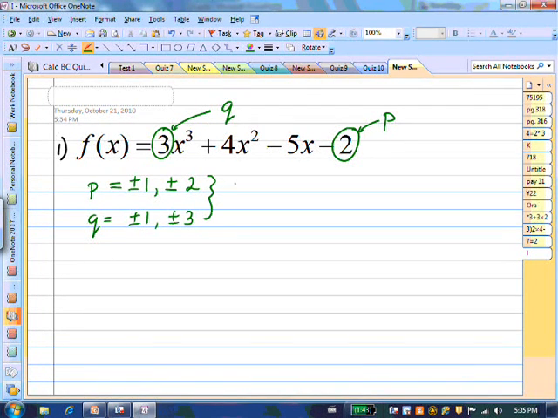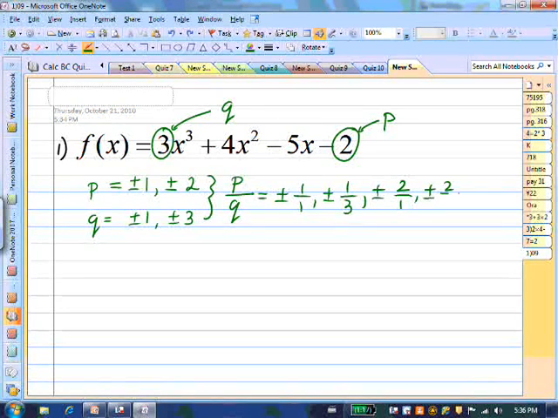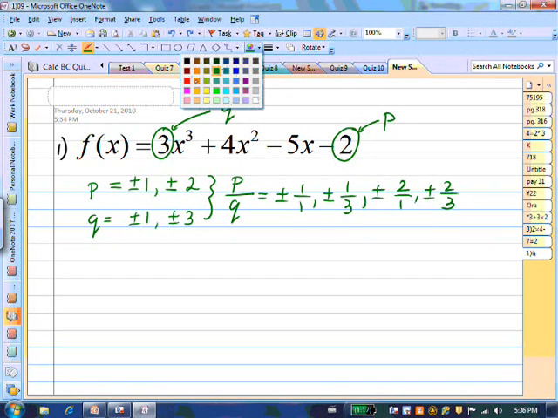Our guesses are going to come from here, and what we're going to do is we're going to put p over q. So these are rational numbers, or fractions. All the possible combinations. So I can go 1 over 1, 1 over 3, and that will give me some possibilities. Plus or minus 1 over 1, plus or minus 1 over 3. I can also go 2 over 1, 2 over 3, and those are going to be some more possibilities. So plus or minus 2 over 1, plus or minus 2 over 3. So in total, I have 8 choices to choose from in terms of what goes in the box.